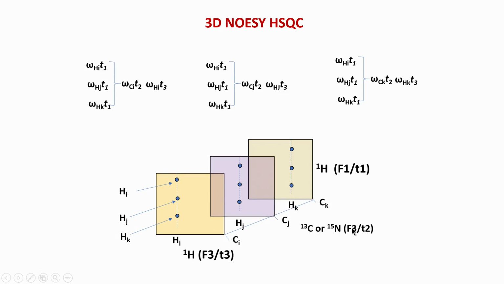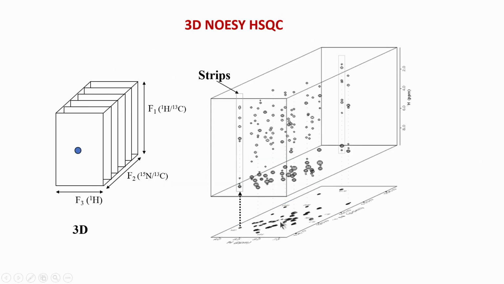Now if you look at this F3, F1, F3, F2 plane, sorry, this should be a correction here, this is F2. So if you look at the F2, F3 combination, that is HI-CI, HJ-CJ and HK-CK, they represent nothing but the HSQC. So HSQC is the F2, F3 plane, and that forms the basal plane, that is the basal projection, and on the third dimension we see the correlation. So this is how the NOESY HSQC looks like.